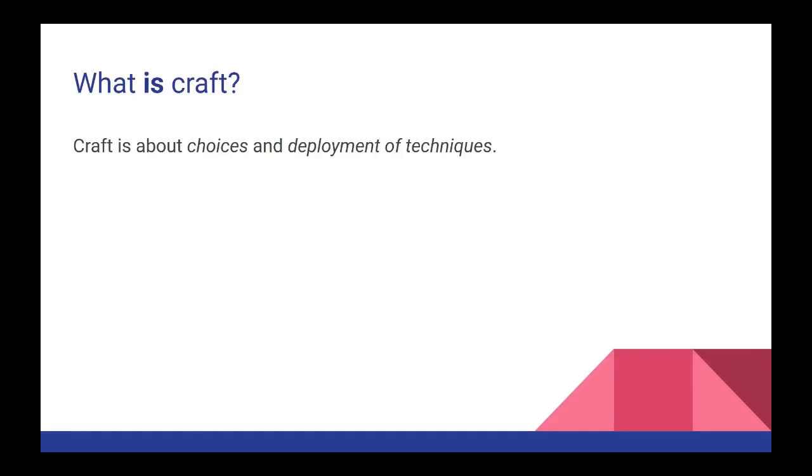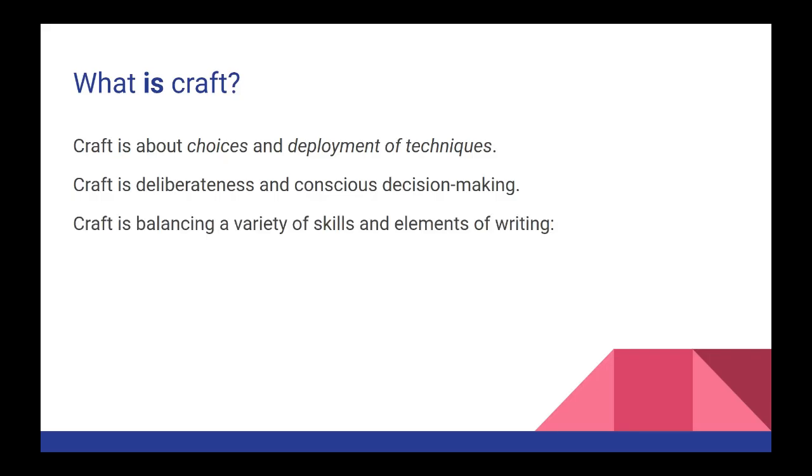So, what is craft? Craft, as I envision it, is about the choices that writers make and the deployment of the very techniques that the rest of these videos are going to talk about. So, craft is deliberateness. It's the conscious decision making that writers make in every line, every sentence, every scene that they write. I will add here, craft is not necessarily what you're worried about when you're just getting words down on the page when you're first rough drafting. It's about the choices and the molding and the shaping of the work that you're creating that you do as you go through drafts after you get that first rough draft down.